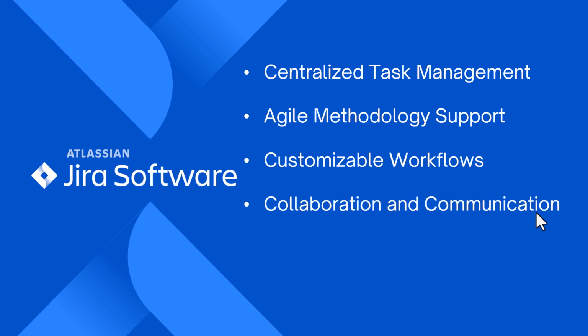Collaboration and communication. Jira Software offers various features for collaboration and communication within teams. It allows team members to comment on tasks, mention others, share attachments, and share knowledge with the help of integrations like Confluence, and you can integrate other communication platforms like Slack or Microsoft Teams as well. Integrations of this kind definitely enhance communication and collaboration across the organization.